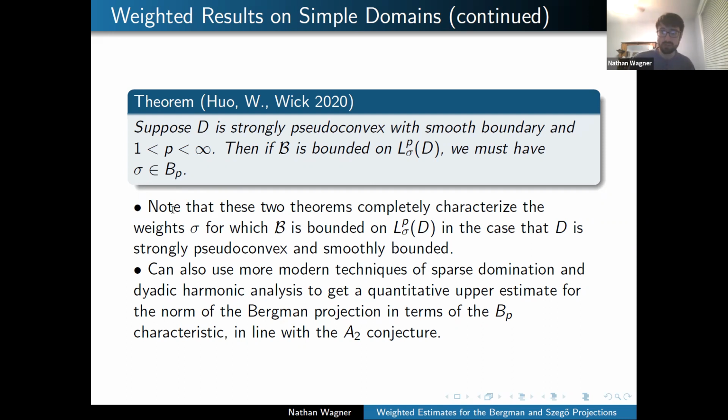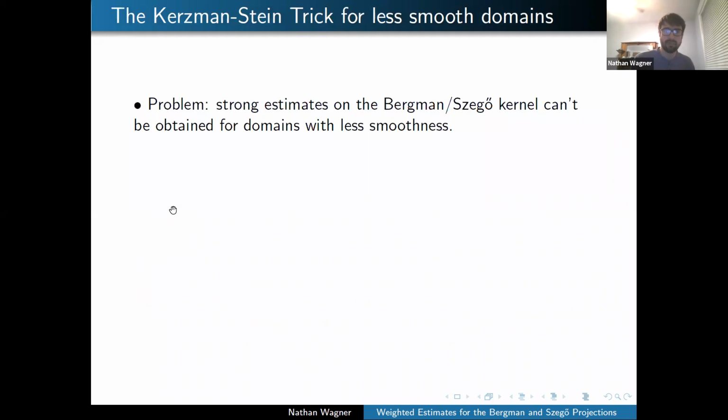So I'll just mention that as well, without specifically stating the result because it's a little bit complicated to write out. Okay, let me talk about another area that we investigated, which was less smooth domains. And the problem on these domains is that you can't obtain, or people haven't obtained, strong estimates on the Bergman or Szegő kernel in these cases. So these are strongly pseudoconvex domains, but that are not necessarily C-infinity smooth.